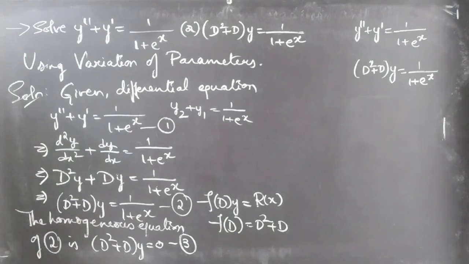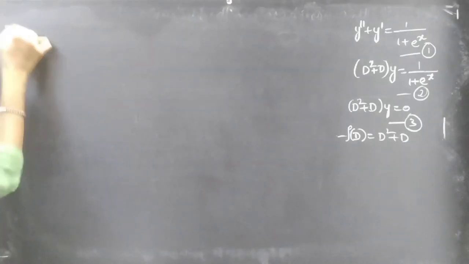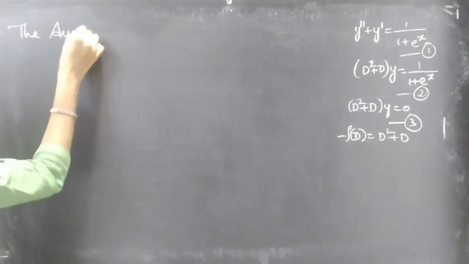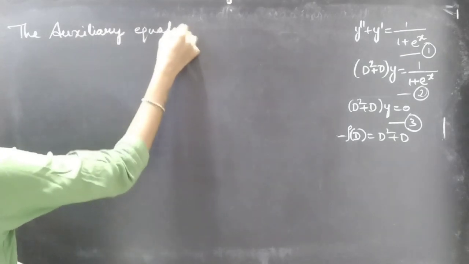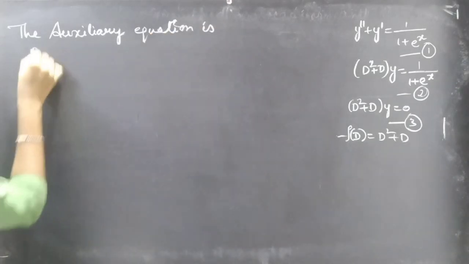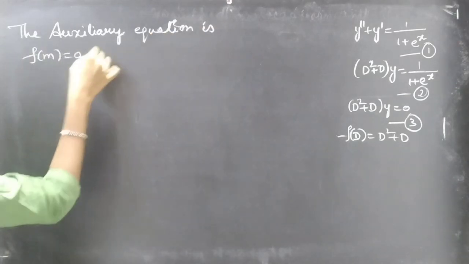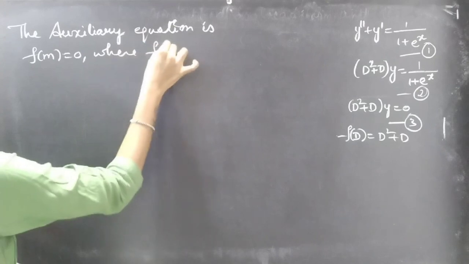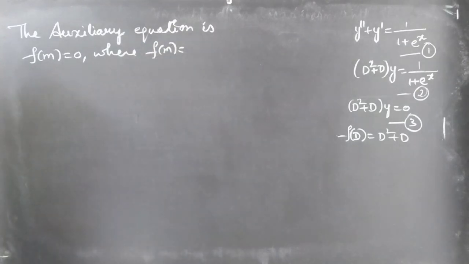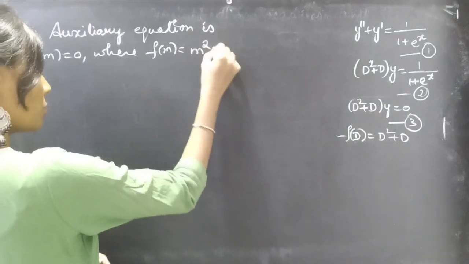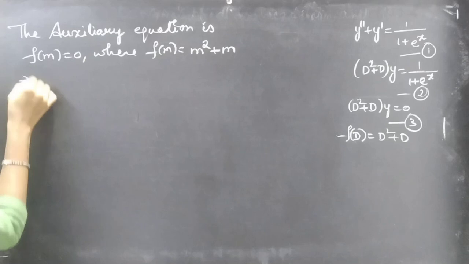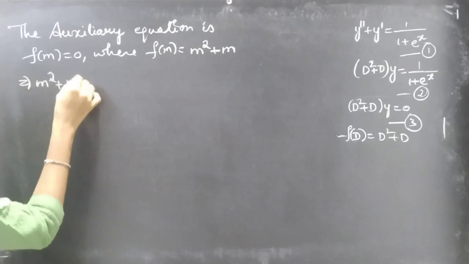Now coming to the auxiliary equation, the auxiliary equation is f of m equal to 0, where f of D is D square plus D, right? Let's replace the differential operator with m, so that we'll get f of m equal to m square plus m. Now the auxiliary equation becomes m square plus m equal to 0.